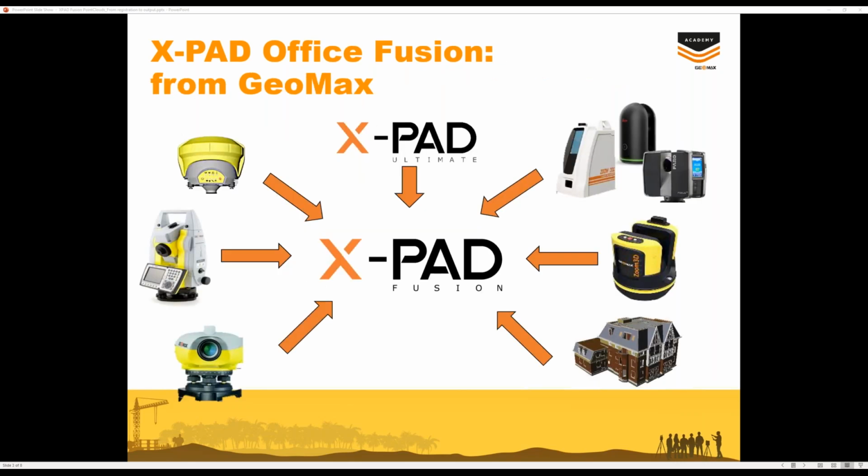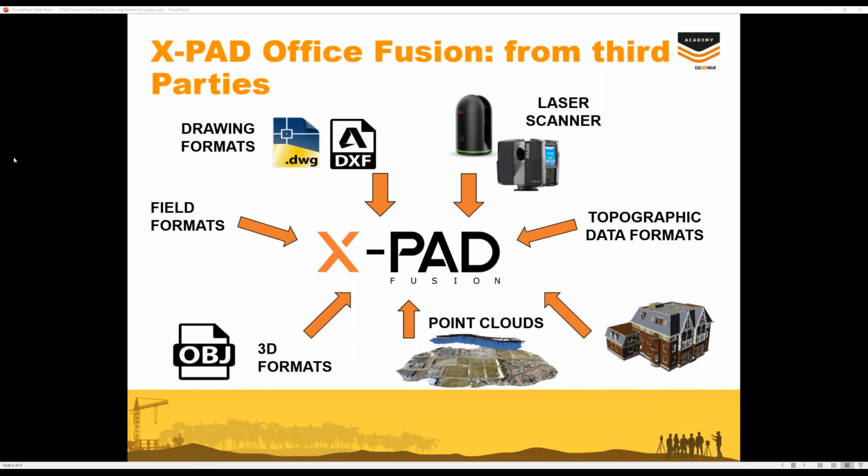From XPath Fusion, we can import the data from the GeoMax product basket: GNSS, TPS, level, laser scanning data, Zoom 3D, but also BIM files, and data from the XPath Field software. Not only from the GeoMax basket, but also from other third-party software. In particular, we can import different laser scanning data and integrate it with topographic data formats. We can also import point clouds generated by third-party software, field formats, drawing formats, and 3D formats. And of course, we can create all this output and export it together or to third-party software.